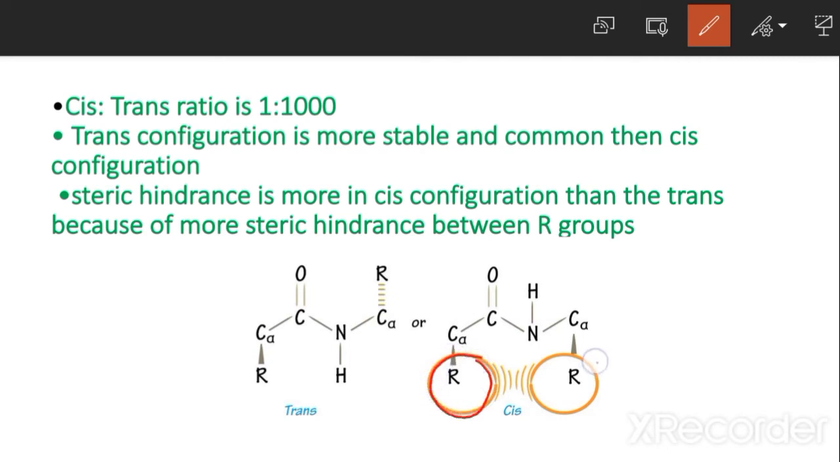Steric hindrance is more in cis configuration. Here R and here R cause steric hindrance. In trans there is no steric hindrance, but there is more steric hindrance in cis configuration, because the R groups are on the same side.